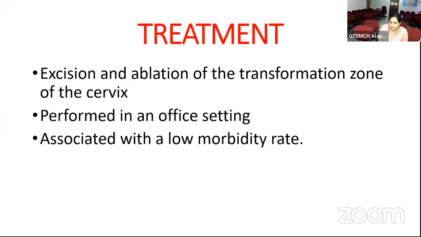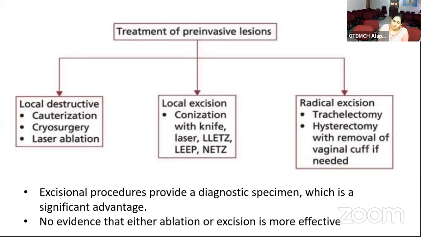It can be performed as an OP setting and associated with low morbidity. The treatment of pre-invasive lesions includes local destructive surgeries, such as cauterization, cryosurgery, laser ablation, or local excision, which includes conization with knife, laser, or large loop excision, or loop electrical excision procedures. Also radical procedures like trachelectomy and hysterectomy.